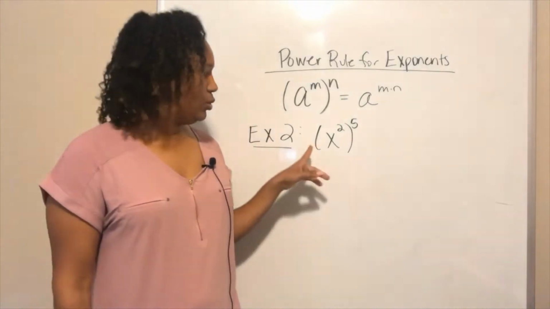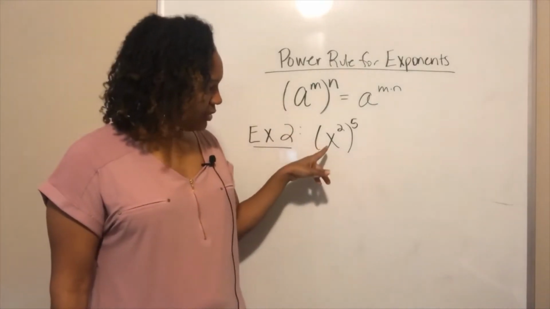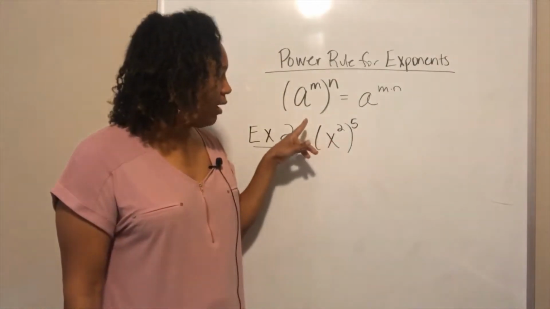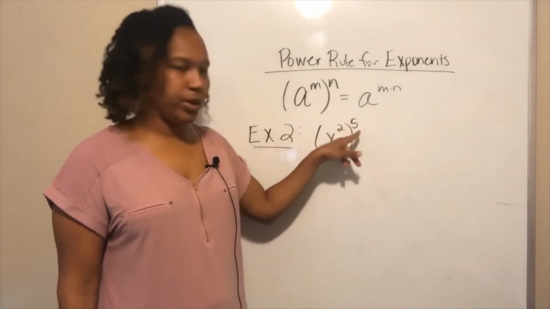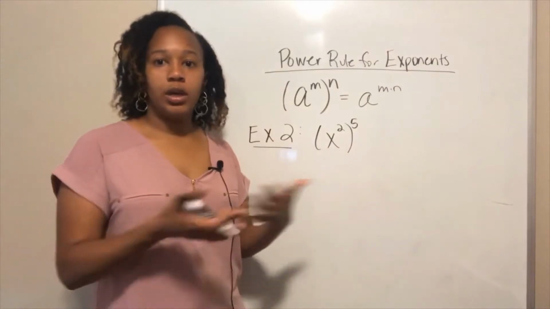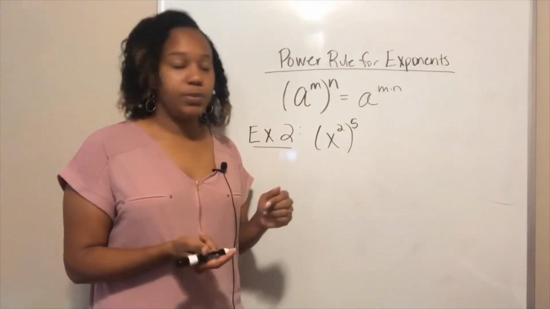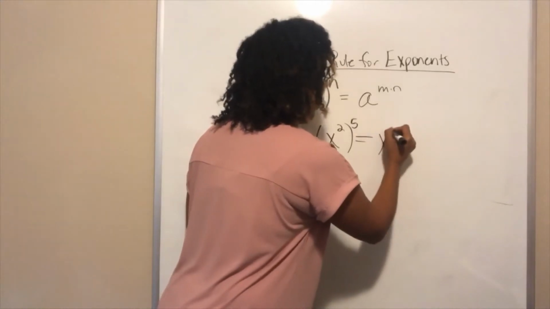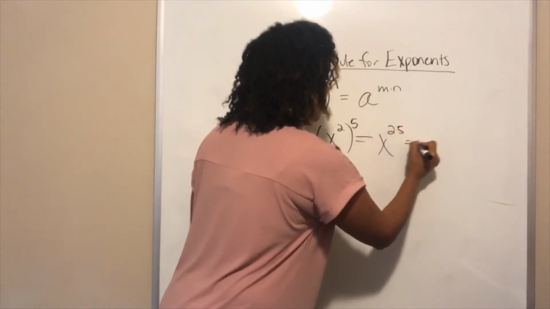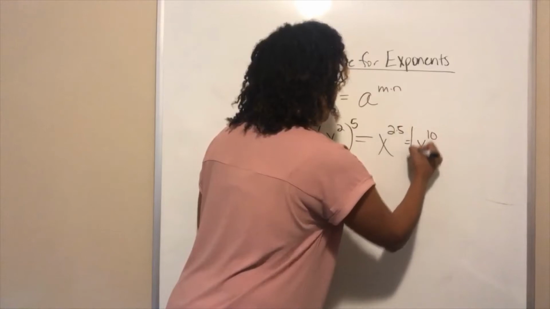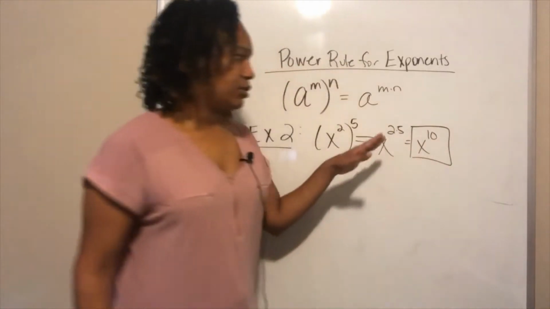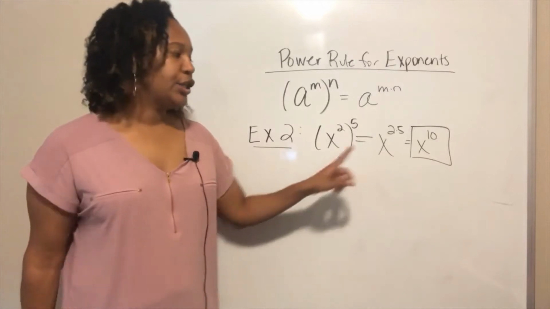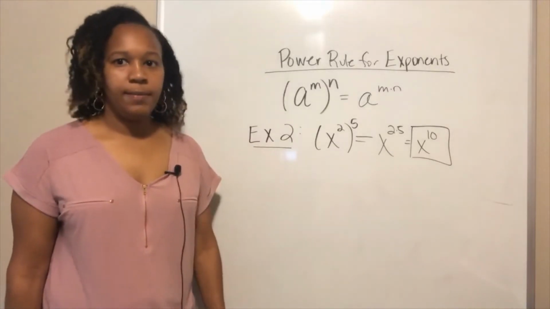In example 2, we have a base that's a variable, but the same rule still applies. You have a base being raised to an exponent raised to another exponent, so you can combine those two exponents by multiplying the two exponents. So this will become x to the 2 times 5, which is x to the 10th power. So that will be your final solution. In this case, you can't calculate x to the 10th unless you know what x is, so you will leave your answer just like that.